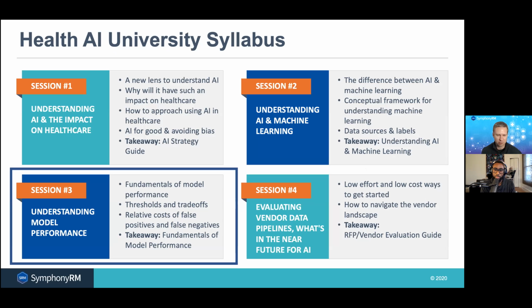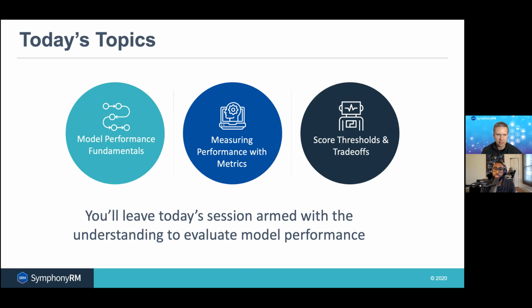We're going to get into some real details. We're going to arm you with a lot of knowledge that a lot of folks don't have, all around understanding model performance. And we've got so much material to cover today. I want to actually dive right in. So we're going to break things into 3 big buckets. We're going to talk about the fundamentals around model performance. We're going to talk about metrics that help you measure that performance. And we're going to talk about score thresholds and trade-offs.